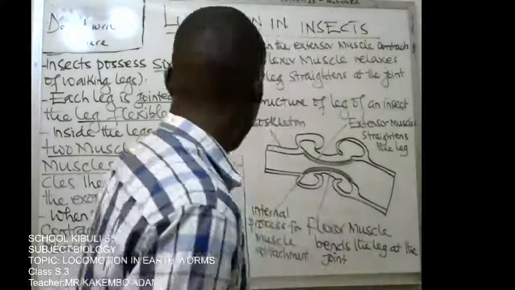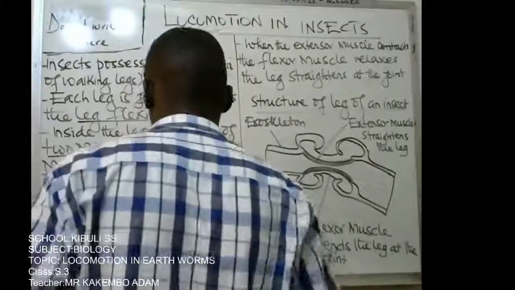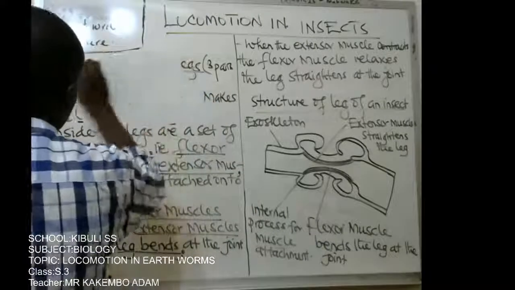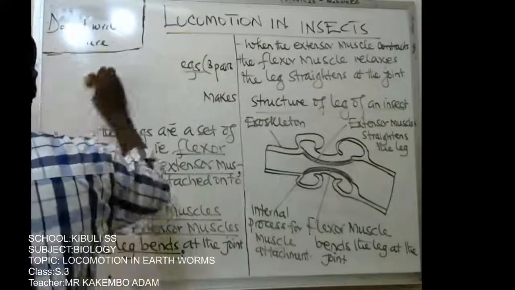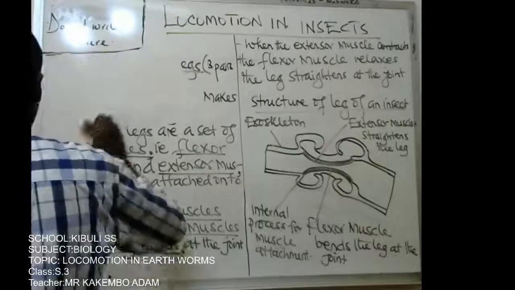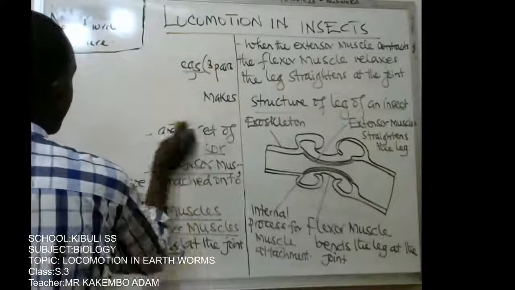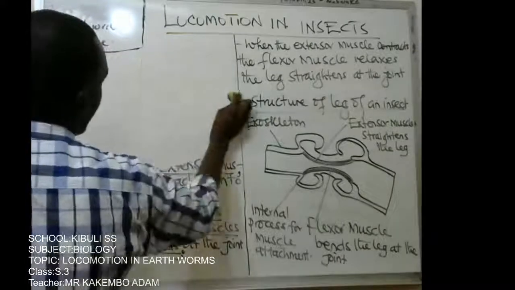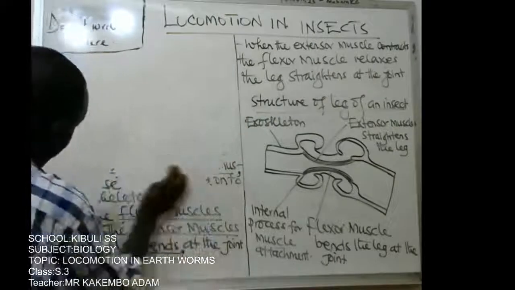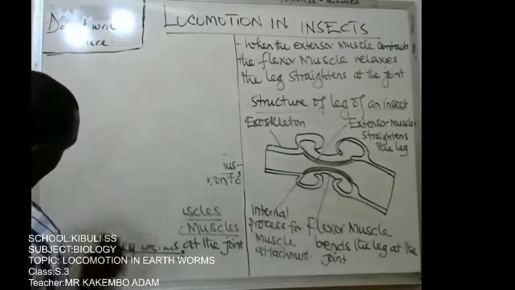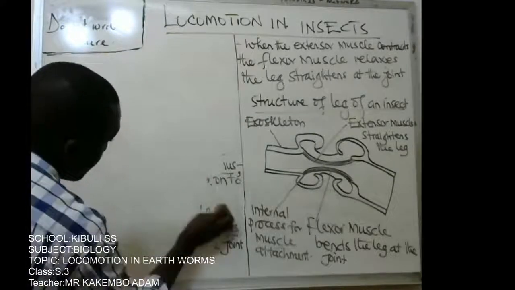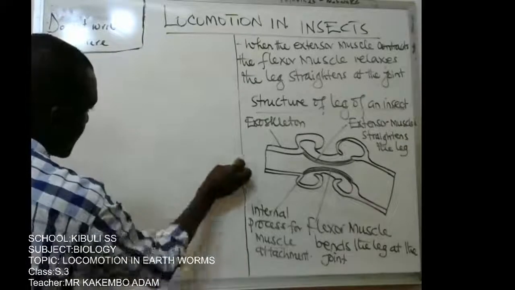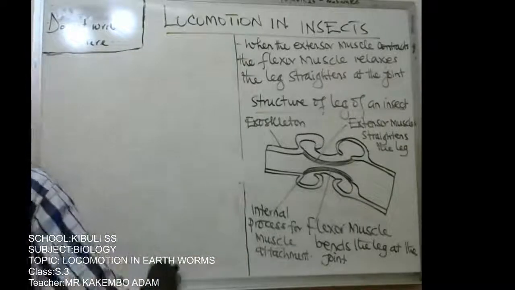Then I want us to also look at the pattern of movement of the three legs. Someone may wonder, how is an insect able to move its three legs at a go? Right? There is a pattern that they follow. The three legs follow a certain pattern.